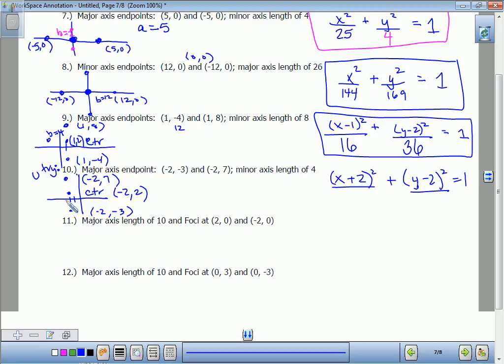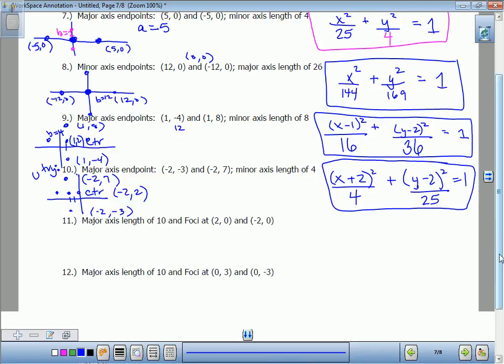We know the vertical distance. It's 5, so 5 squared is 25. The vertical distance always goes under the y. Now, the horizontal distance, if the minor axis has a length of 4, we're going 2 units in either direction. So 2 squared is 4. And we're done.